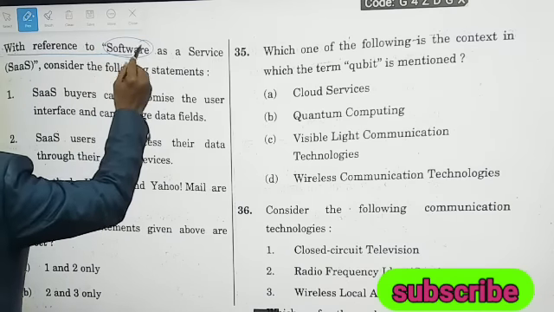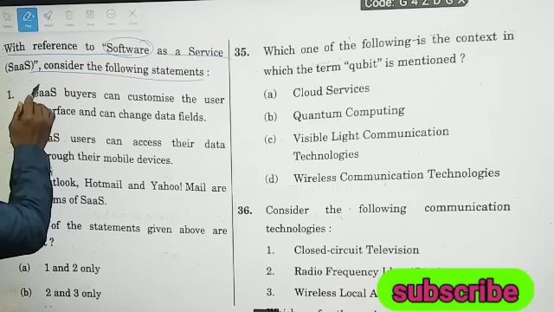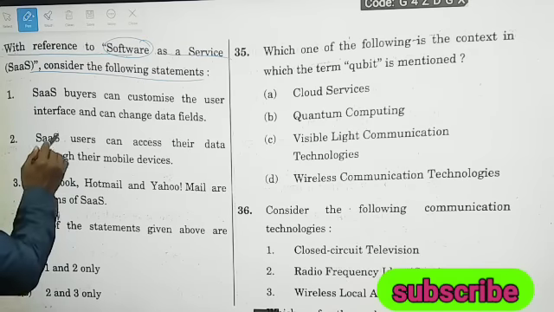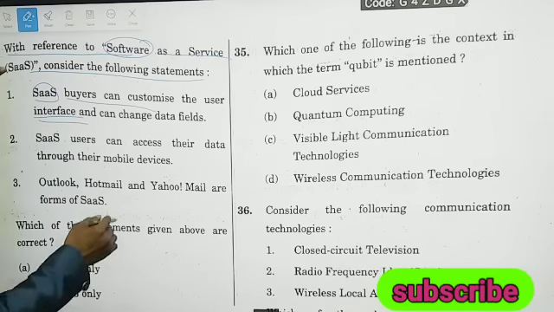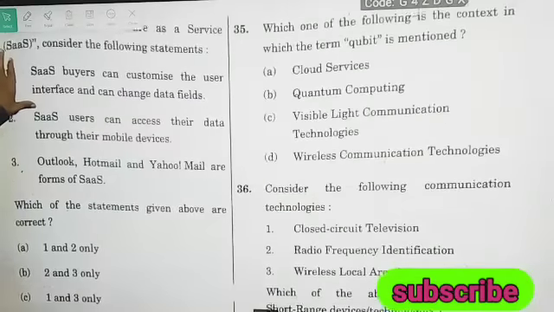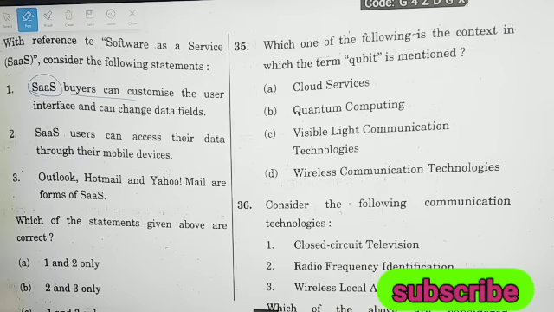With reference to software as a service, consider the following statements. A SaaS buyer can customize the user interface and can change data fields.